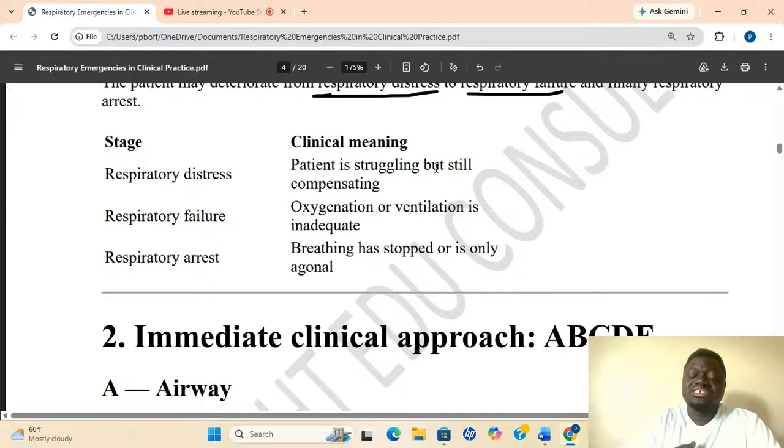Respiratory distress: the patient is struggling but still can compensate. So they are having increased work of breathing. They are putting in so much effort to breathe. That is what we call respiratory distress. They are struggling to breathe, but they are still compensating.